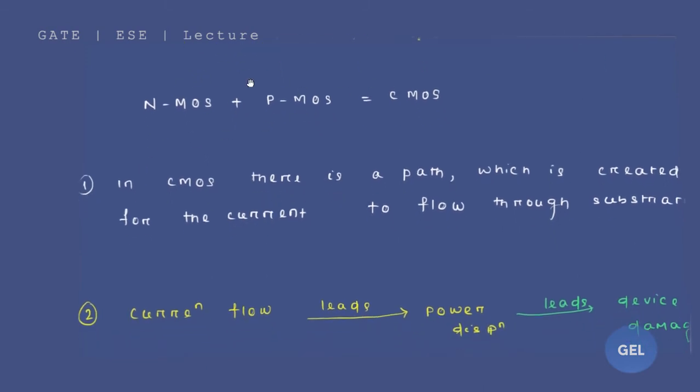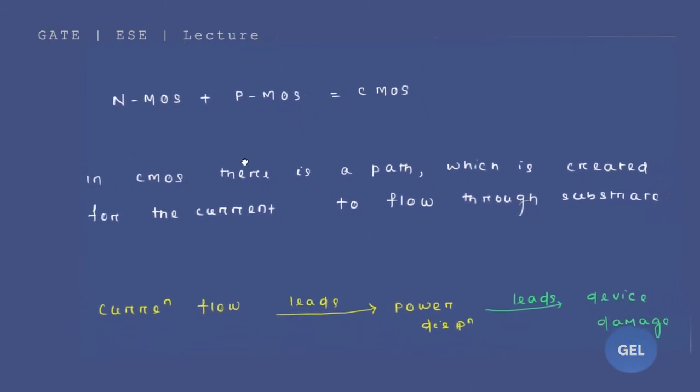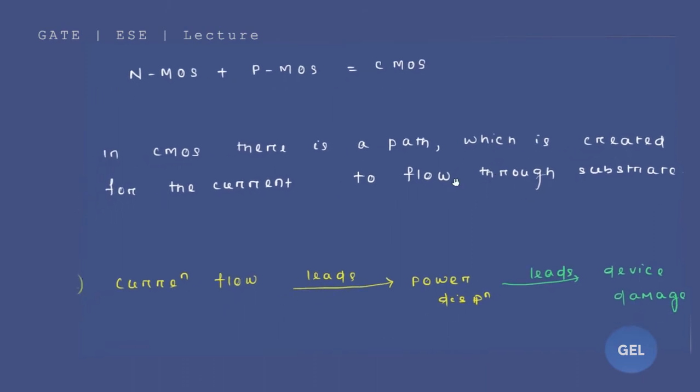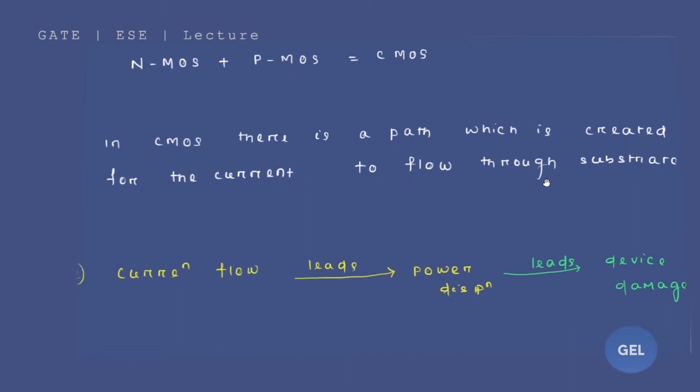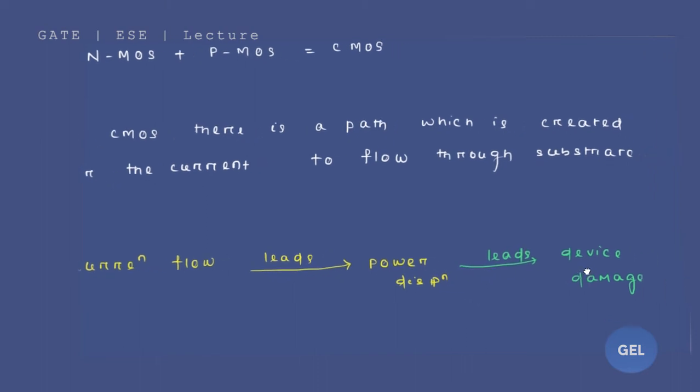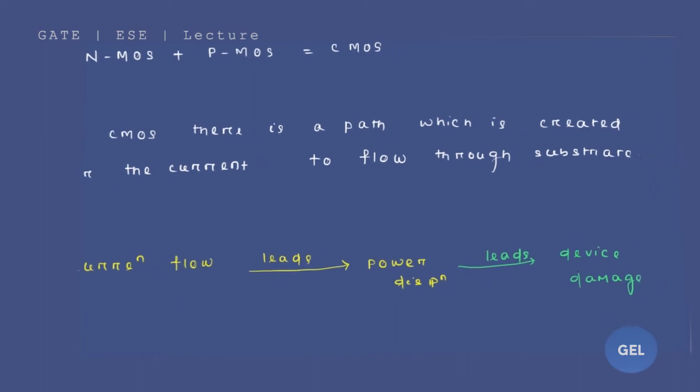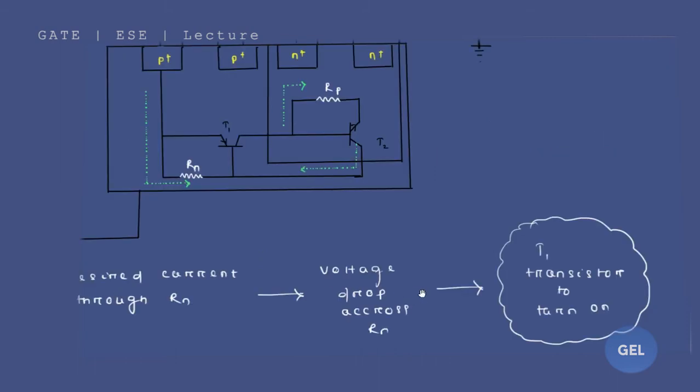We know CMOS is the combination of NMOS and PMOS. So in CMOS there is a path which is created for the current to flow through the substrate. So we have a path here for current to flow in the substrate. This current flow leads to power dissipation, and this power dissipation leads to damage of the device. This is the basic concept of the latch-up condition, the introductory part.